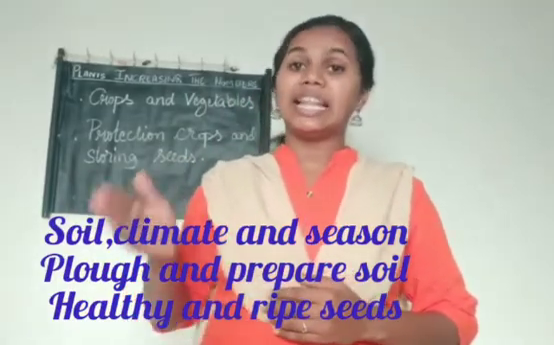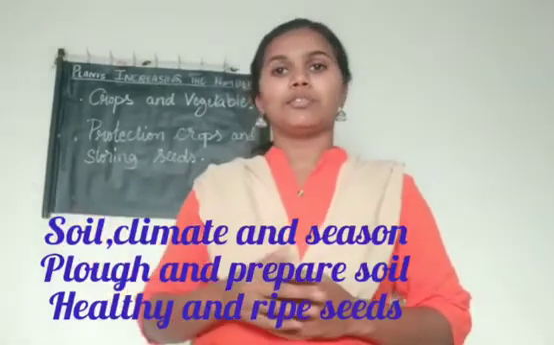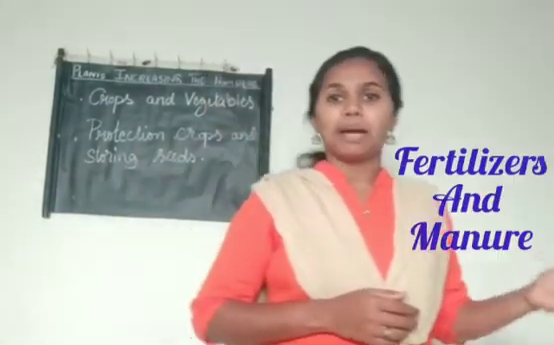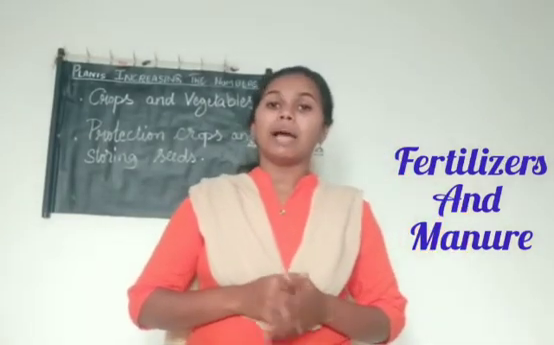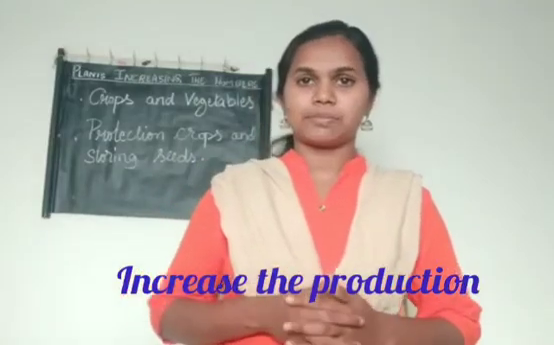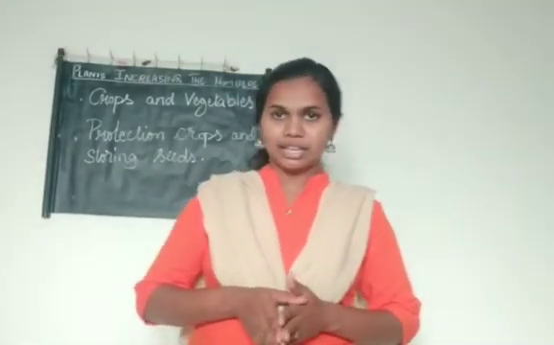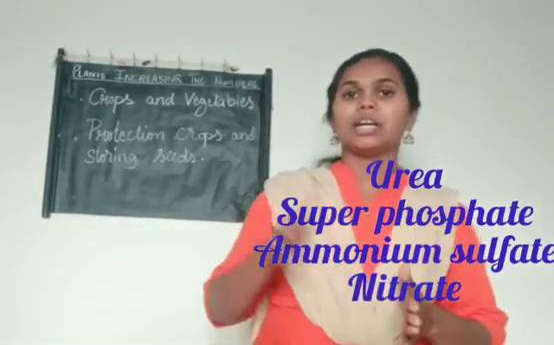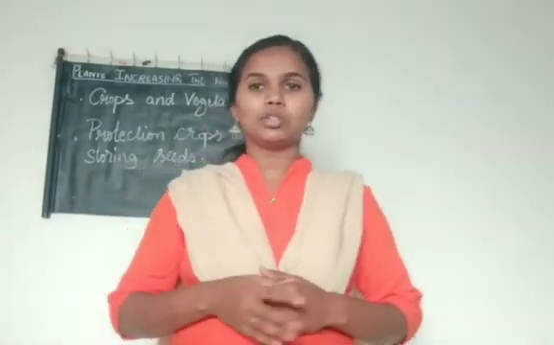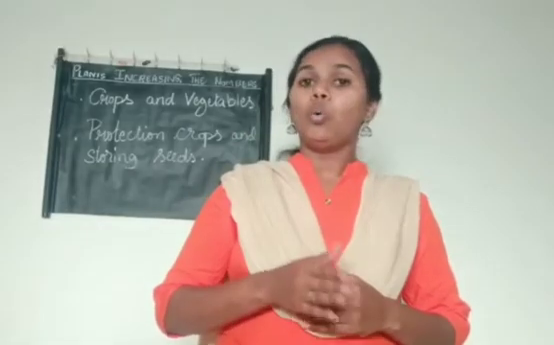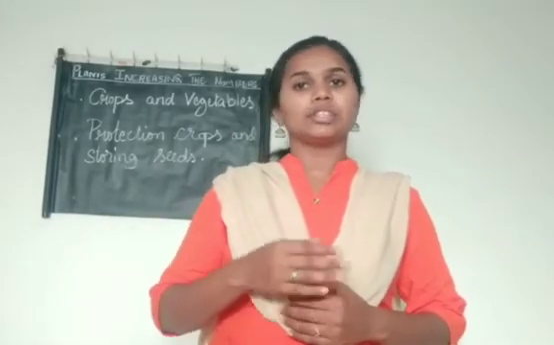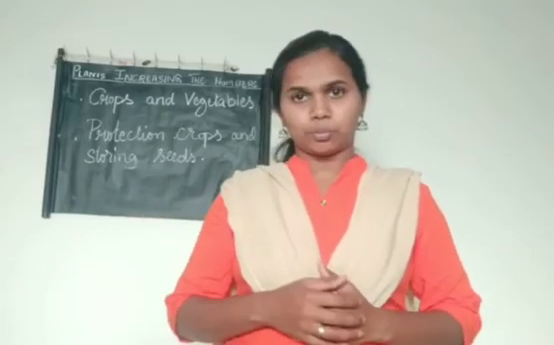They choose healthy and ripe seeds for sowing. They add fertilizers and manure to the soil. Manure is added to the soil to increase the production. Fertilizers like urea, superphosphate, ammonium sulfate and nitrate are also added to the soil. However, overuse of chemical fertilizers can be harmful for the soil as well as crops.